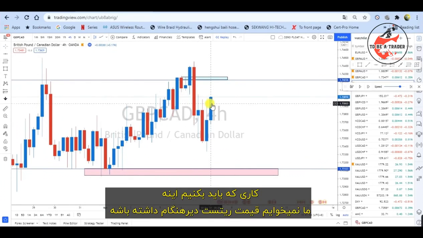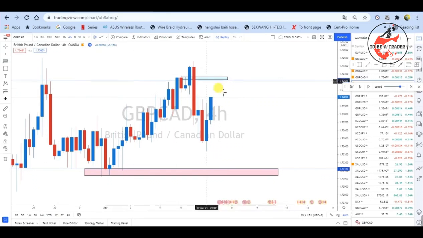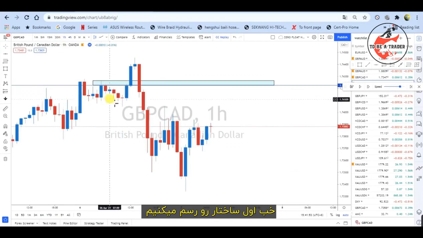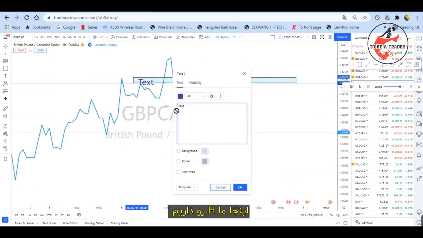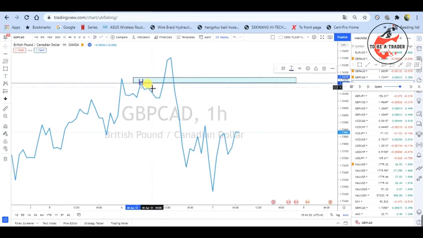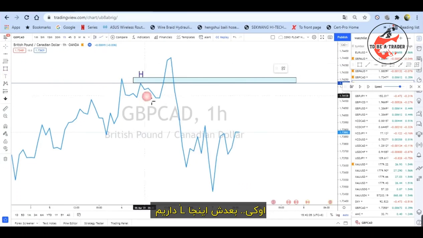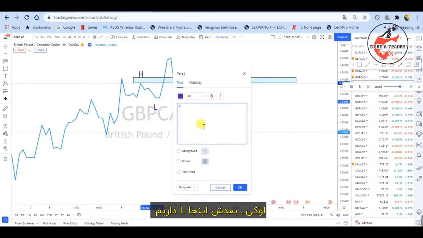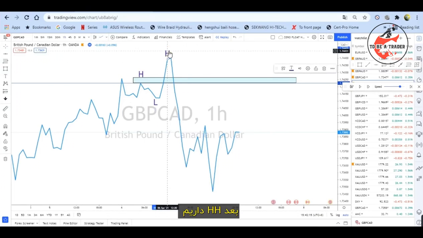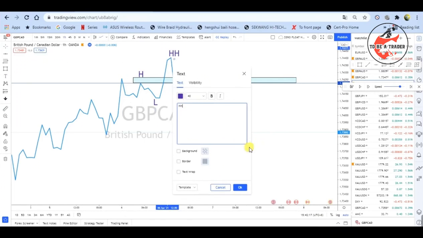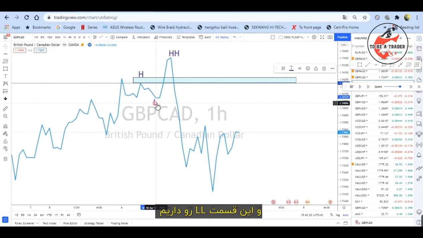And now we have the confirmation. What we should do now is we do not want the price to be late retest. We want it to be quick retest. So first we mark the structure. Change back to the line chart. Here we have the high. Okay. Then we have the low here. Then we have the higher high. And we have the lower low on this side here.